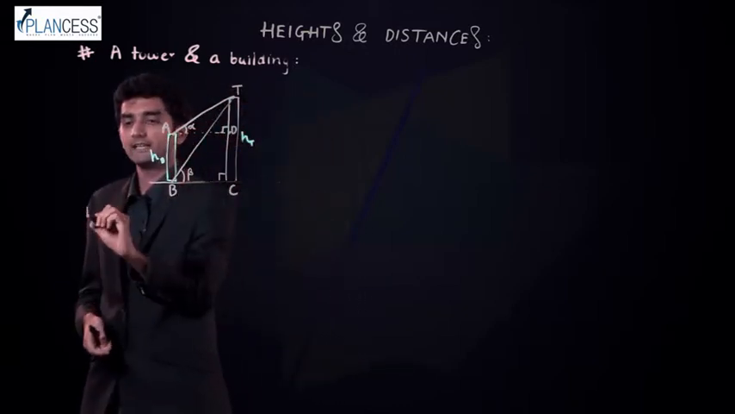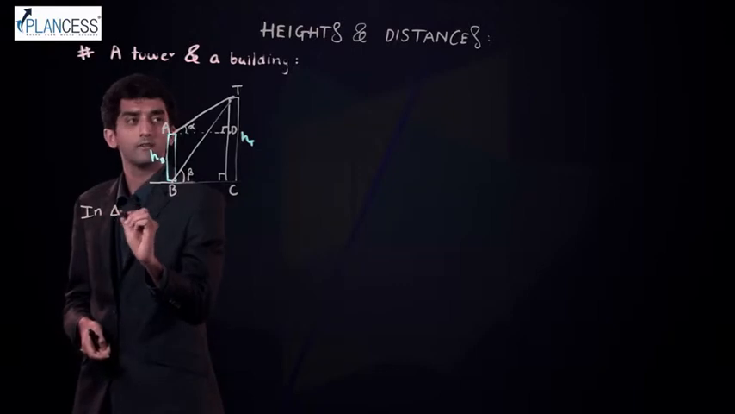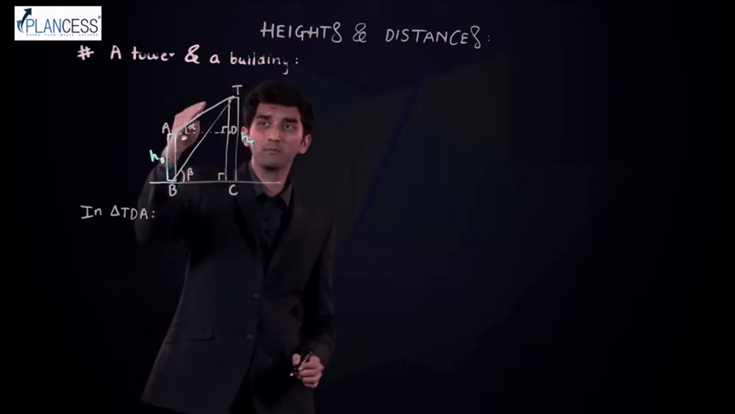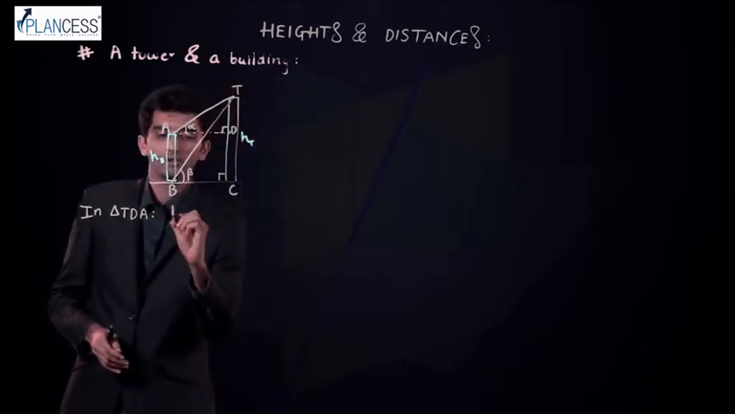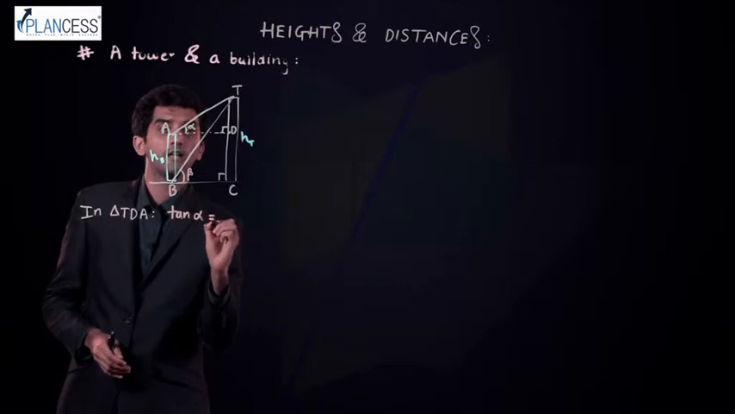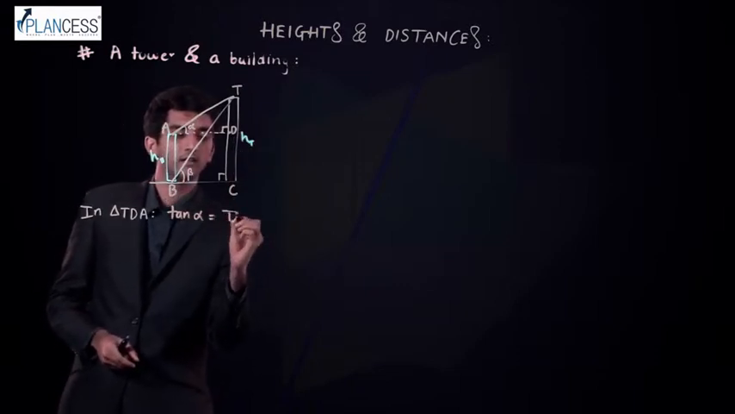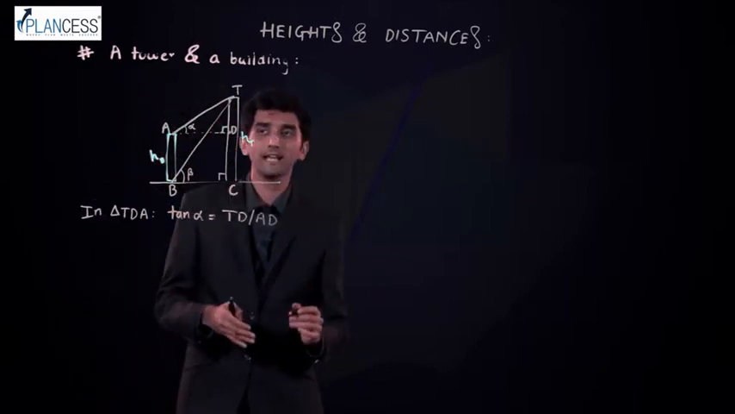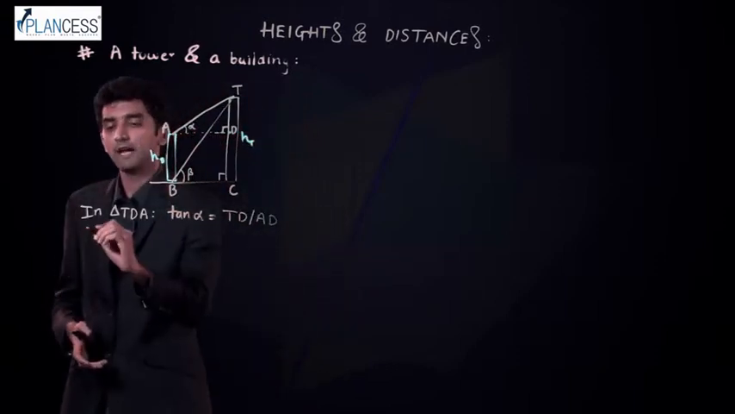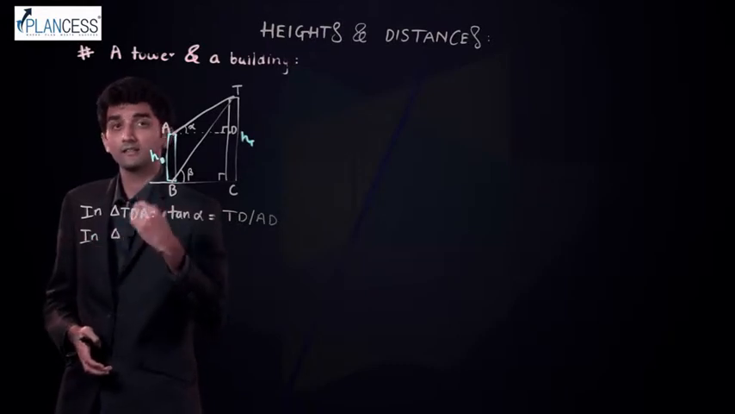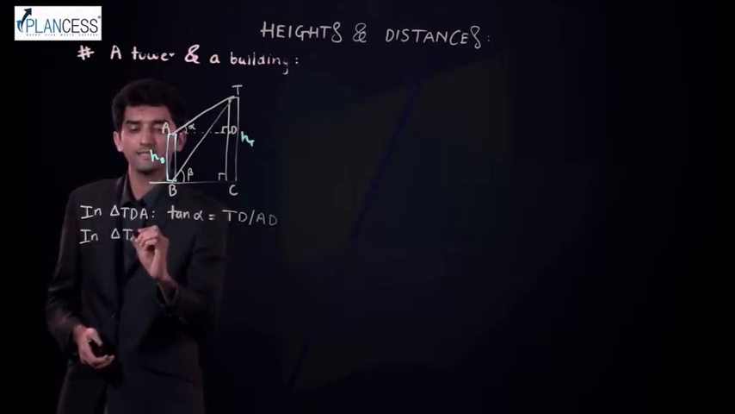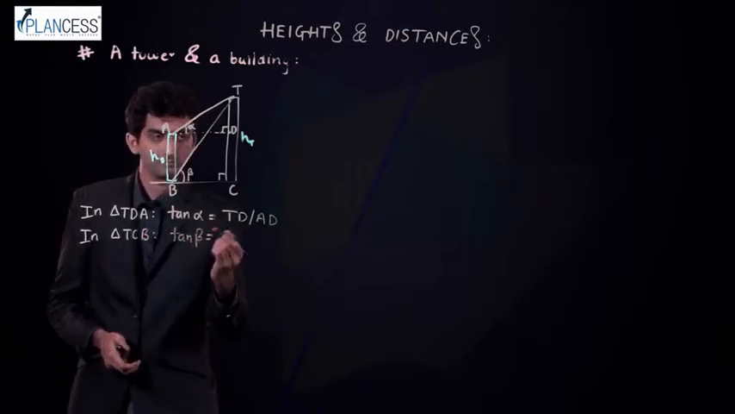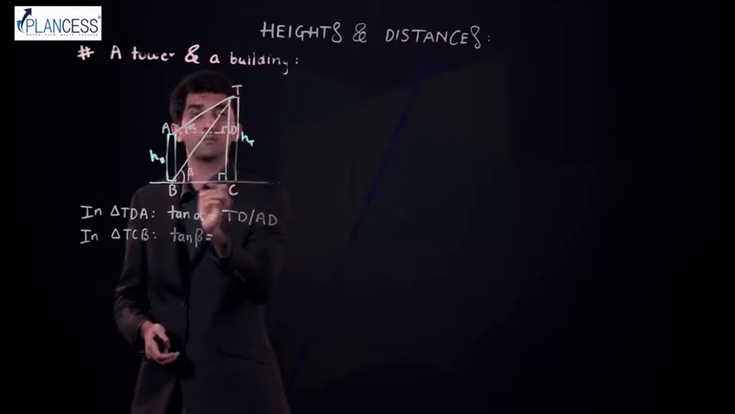So in right angle triangle TDA, if we apply tan, again why tan? Because hypotenuse is not involved. So tan of alpha is nothing but TD over AD, right? So this is the tan that we have applied. Now similarly we have to apply tan in the other right angle triangle, which is nothing but TCB. Now when we do that, tan of beta is nothing but, as you can see, opposite upon adjacent.